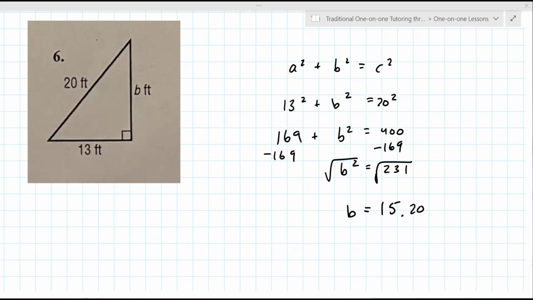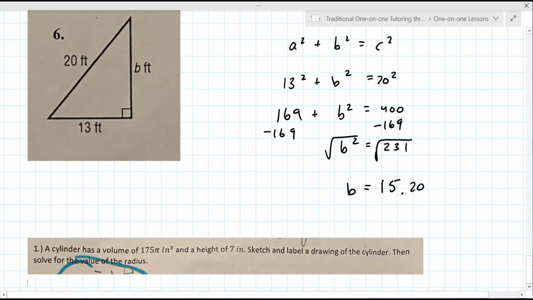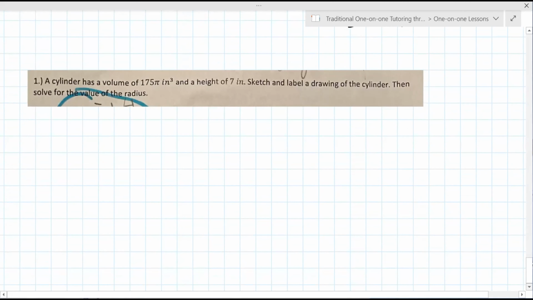All right, so these are just formula problems here. Once you know the formula, you will be able to do the problem. Without the formula, they're impossible to do, obviously. So it says a cylinder. The cylinder has a volume of 175 pi inches cubed. So a cylinder is a can. Probably have one in your pantry.